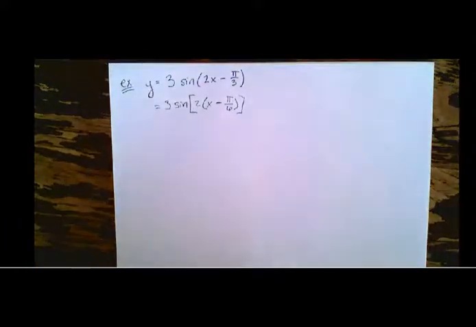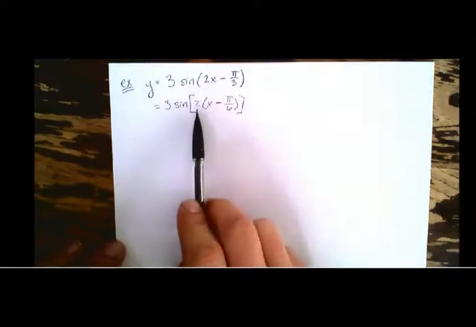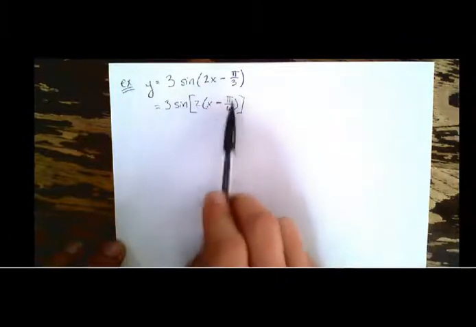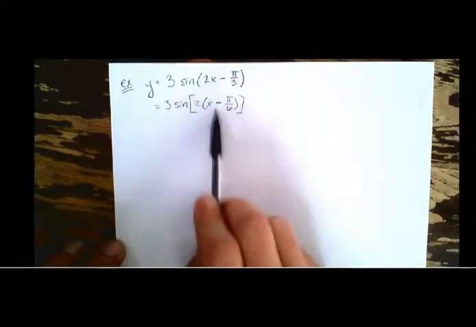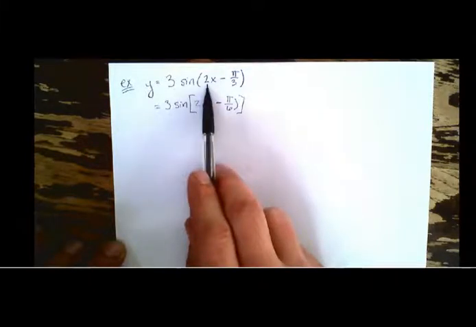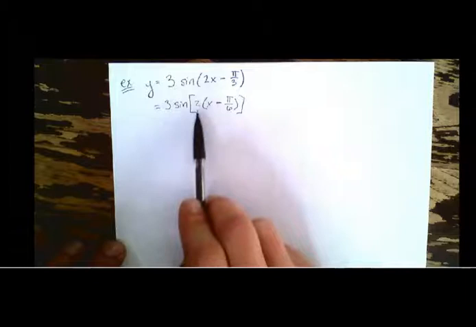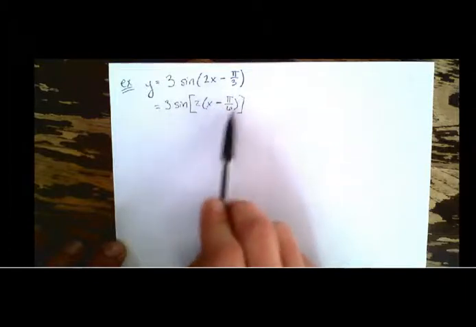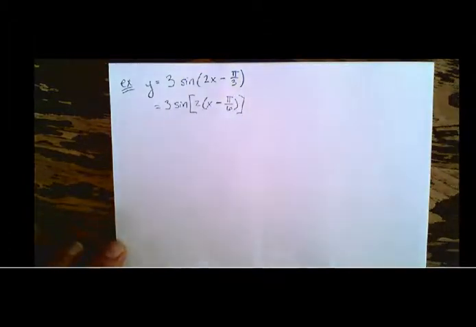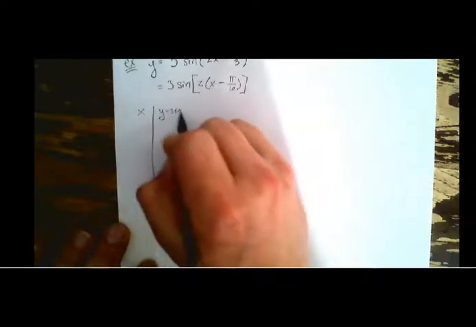Okay. Now why did I do this? The reason is that in order to see the true horizontal shift, we have to factor off this value if it's something other than 1. So we always have to do that in order to see the true horizontal shift, or the phase shift, for our problem. Okay? So, let's set up our parent function, y equals sine x. And we use the same values: 0, pi over 2, pi, 3 pi over 2, and 2 pi.